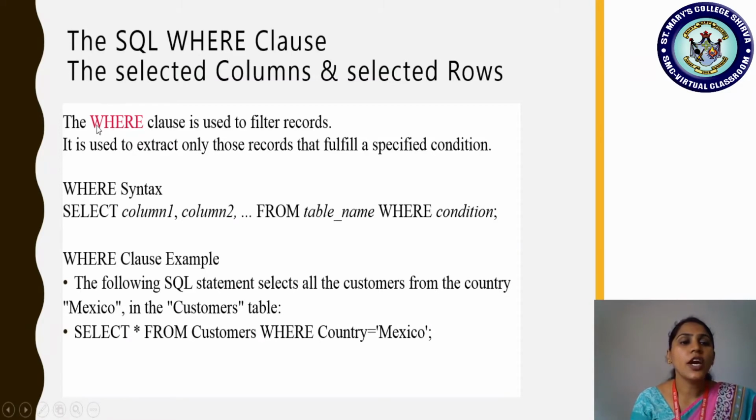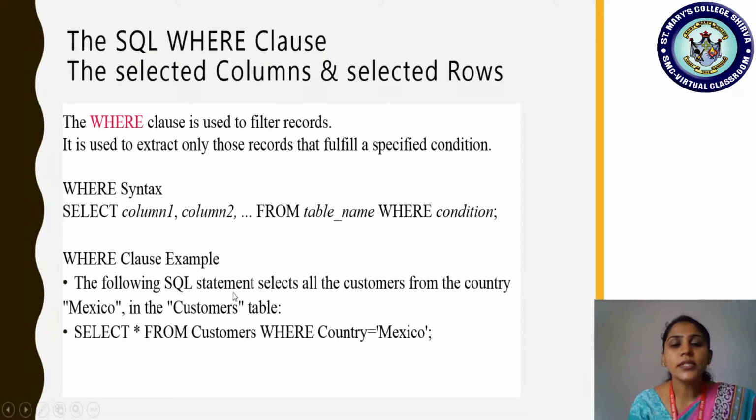Okay, so just check out, the where clause is used to filter the records, as we know. It is used to extract only those records that fulfill a specified condition. So my condition was what? Class is equal to first BCA. So whichever rows under the column class have the value first BCA are going to fulfill my condition. Only those records will be fetched. So just check out how it is done. The where syntax: select column 1, column 2 from table name where condition. Now the example following that.